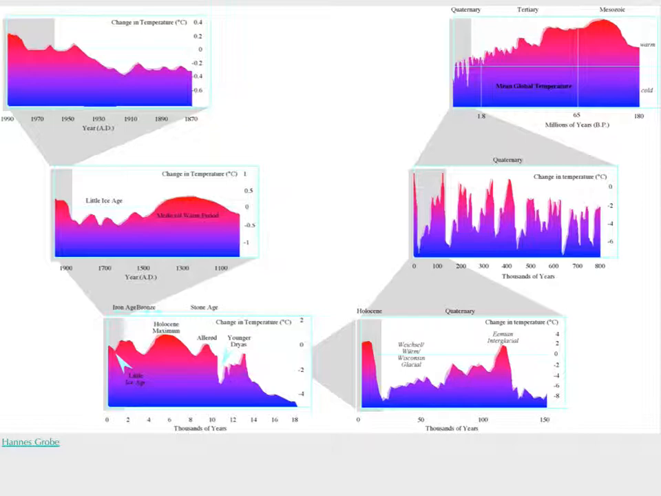Okay. We can also use information like this to get at things like temperature, right? So here is the modern temperature, and then that zooms in.